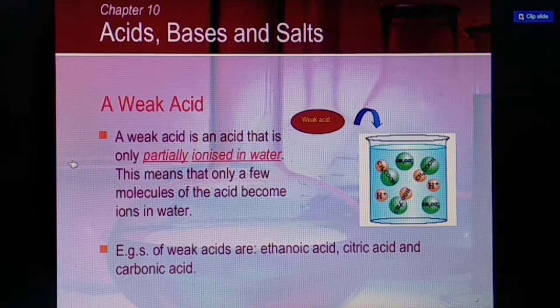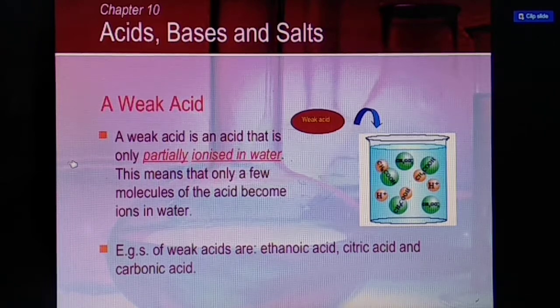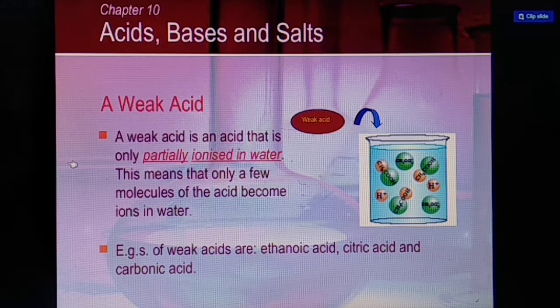Now what is a weak acid? A weak acid is an acid that is only partially ionized in water. This means that only a few molecules of the acid become ions in water. In case of a strong acid, all molecules of the acid produce ions in water. But for the weak acid, students, only a few molecules of the acid become ions in water.